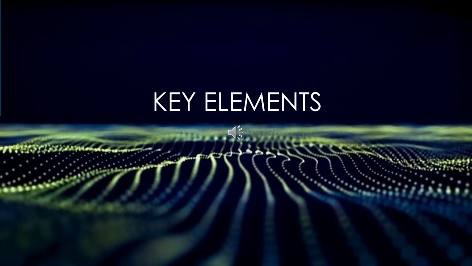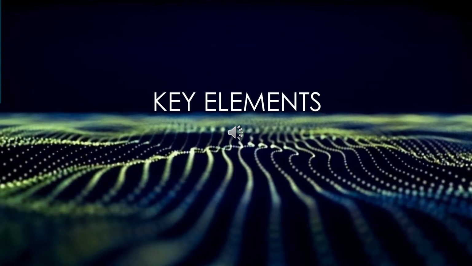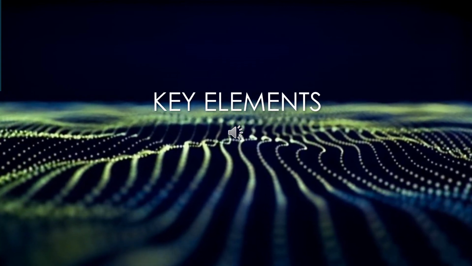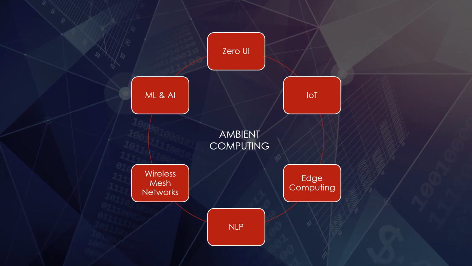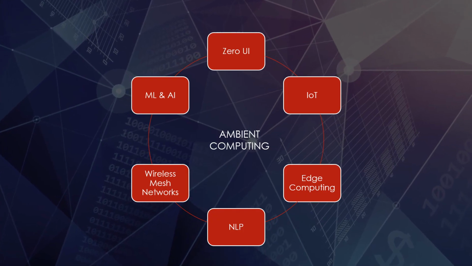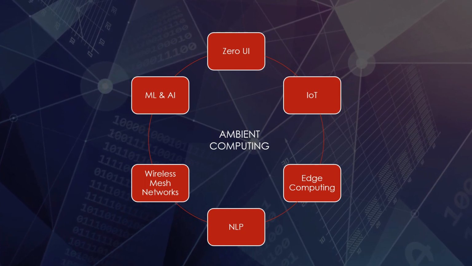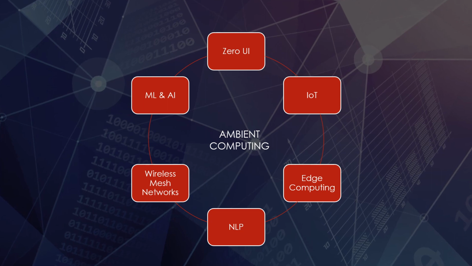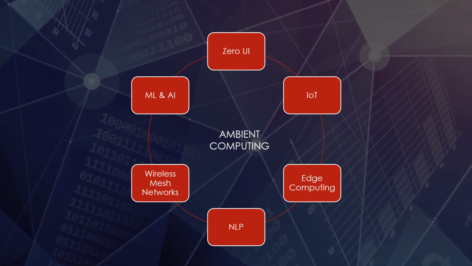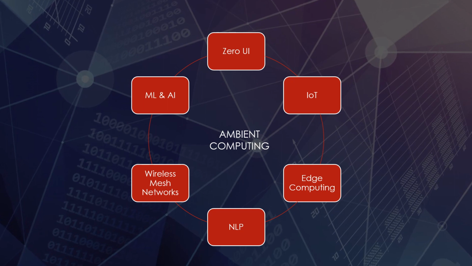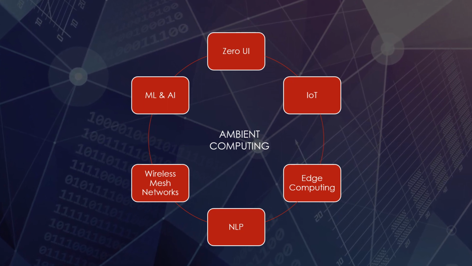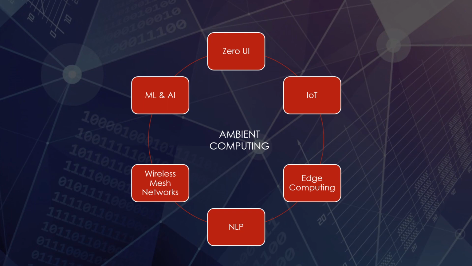Now, we move on to the key elements of ambient computing. Ambient computing is a smart combination of software, databases, high-speed internet network, smart devices, and human or machine users. To get a better understanding of ambient computing, consider the six technologies or paradigms that encompass it: Zero UI, Internet of Things, edge computing, natural language processing, wireless mesh networks, machine learning, and artificial intelligence.